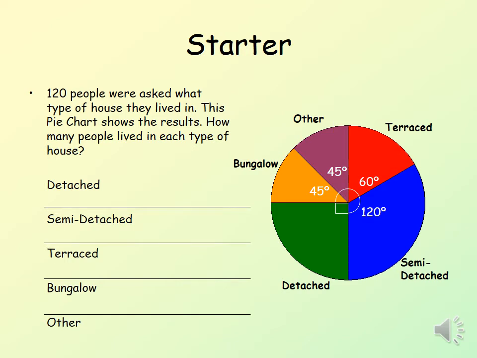Okay, so as always, by way of starter, I want you to complete this task. 120 people were asked what type of house they lived in, and we have a pie chart of it here. It is a circle, and for those of you that may not know, a circle has 360 degrees in total, so we can find out the missing number and then calculate what proportion each is. I'm going to leave that up for 5 seconds so that you get a chance to freeze it, and then I'll go through the answers.